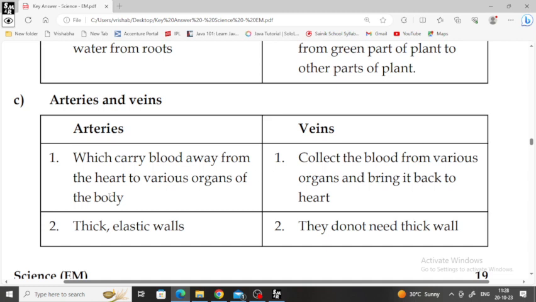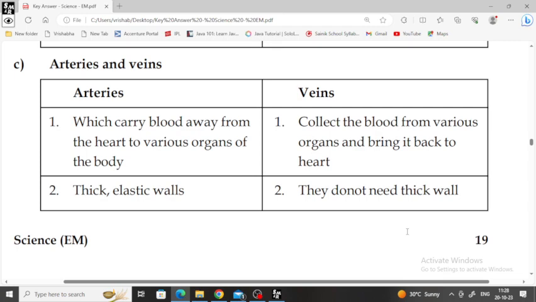Arteries have thick elastic walls. Veins do not need thick walls.